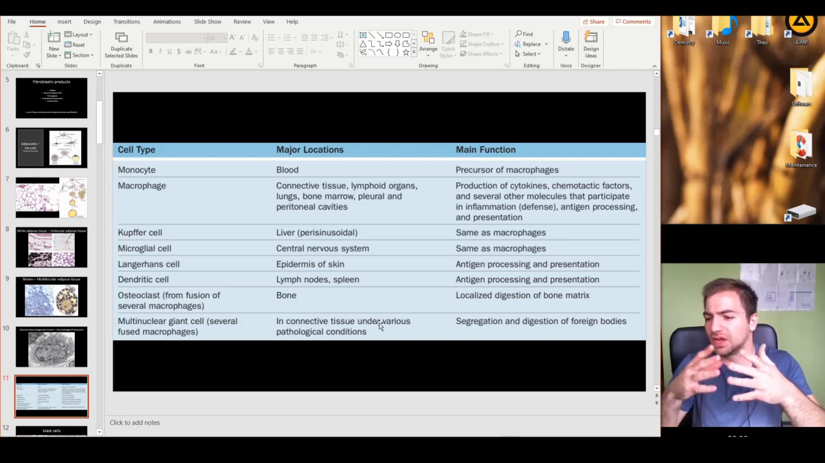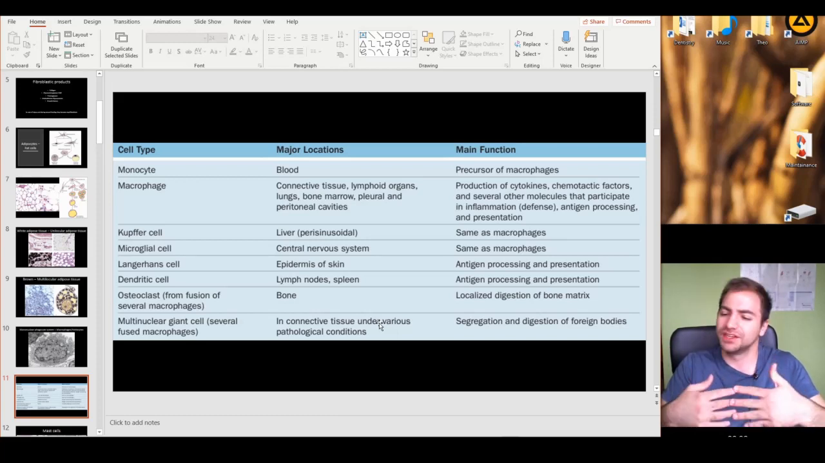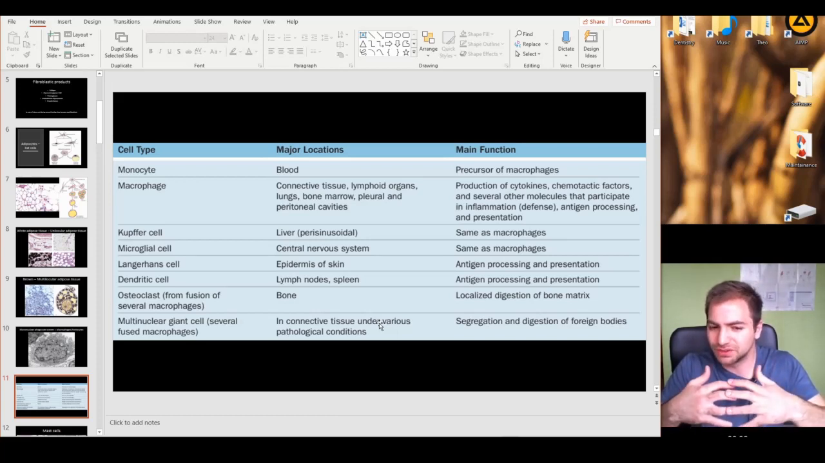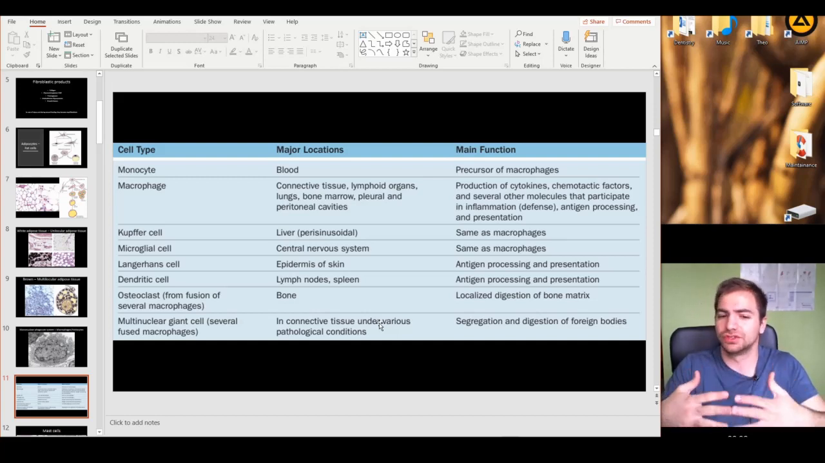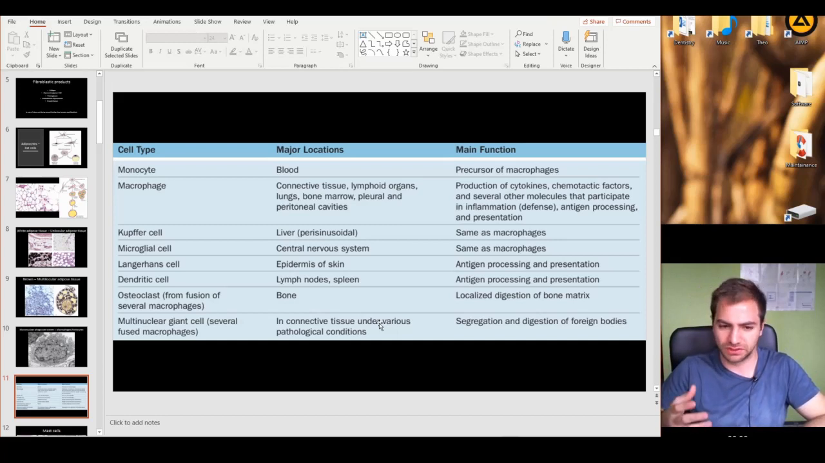So in the liver, the macrophages are going to be called Kupffer cells. In the CNS, we're going to call them microglial cells. Langerhans cells in the skin, dendritic cells in the lymph nodes, and so on. And here we find one unique characteristic of the human body: in a physiological condition, we have the fusion of many macrophages to form the osteoclast. This is found in the bone, and there's going to be an extensive talk about the osteoclast in the video for the bone. So let's move on.